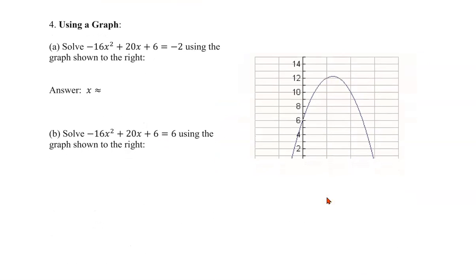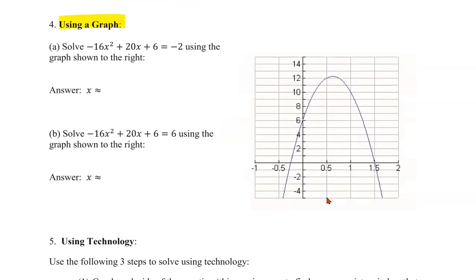Next one, number 4, using a graph. Letter A, solve negative 16x squared plus 20x plus 6 is equal to negative 2 using the graph shown to the right. So look at here, negative 2. This is the given graph. All you have to do is take a look at negative 2 and find the x values that are on the graph. So here, if you want, you can draw a horizontal line at negative 2.